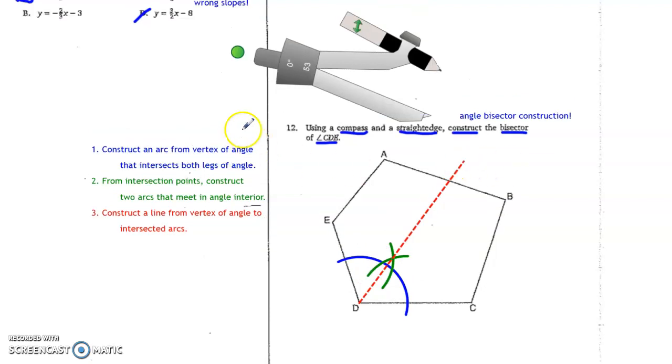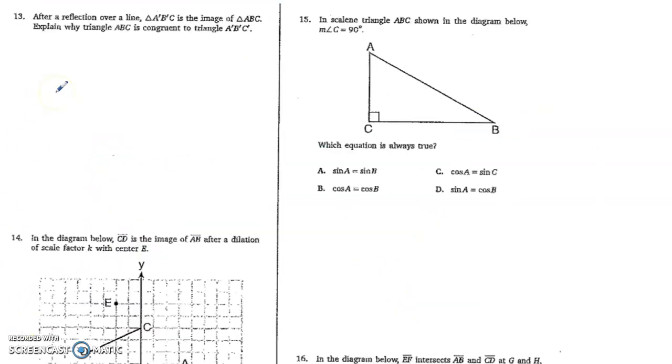Here's a blast from the past. Remember how to do constructions? This asks us to construct the bisector of angle CDE. That's an angle bisector. An angle bisector steps are here. These are steps that you should know. Moving on to the next page, starting with question number 13. Pause the video, try these out, and then see if you got them right.